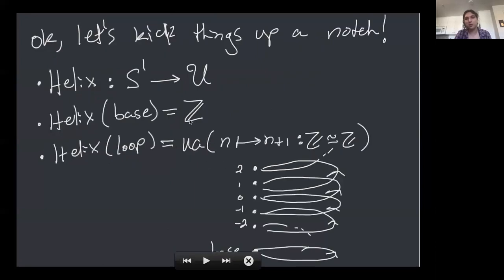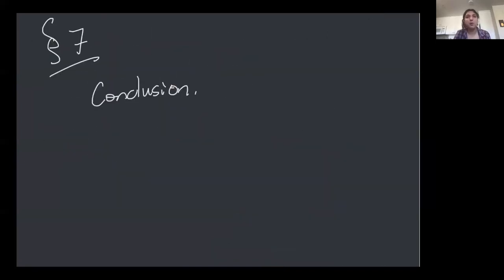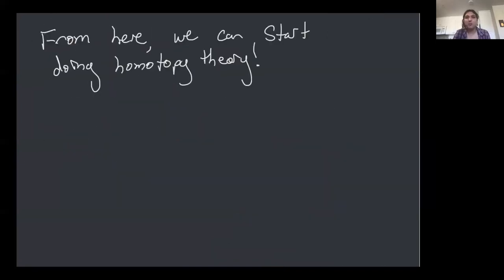Like, we crucially use univalence here. So geometrically, univalence is really nice. And also logically, univalence is really nice because it decides a lot of these otherwise independent statements in homotopy type theory. And it decides them in a way that's satisfying, right? So suddenly indiscernibility of identicals is true, function extensionality is true, et cetera. Okay, so conclusion. From here, we can start doing homotopy theory, which is really awesome.